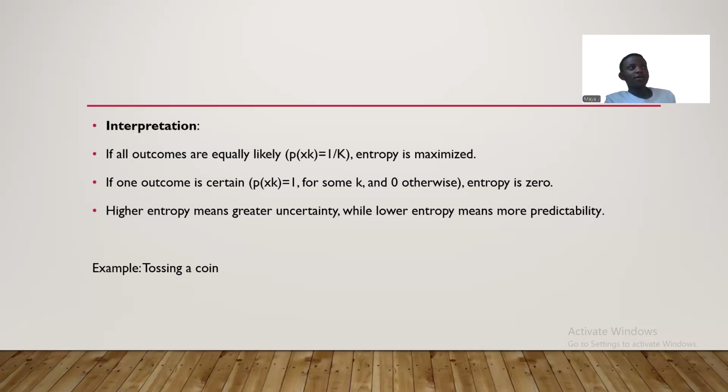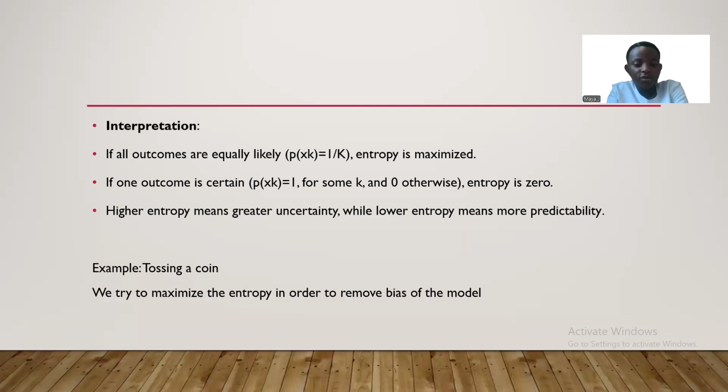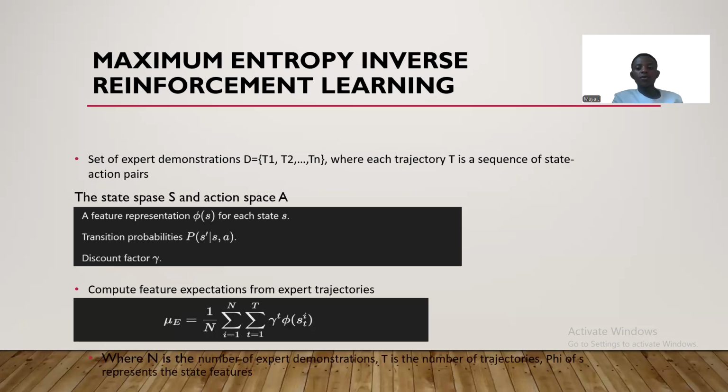But when you toss a coin and you're unsure, you don't know whether it's going to be a tail or a head, the entropy is very high. That's what we're trying to get. So we try to maximize the entropy in order to remove bias of the model. Now this is maximum entropy inverse reinforcement learning.